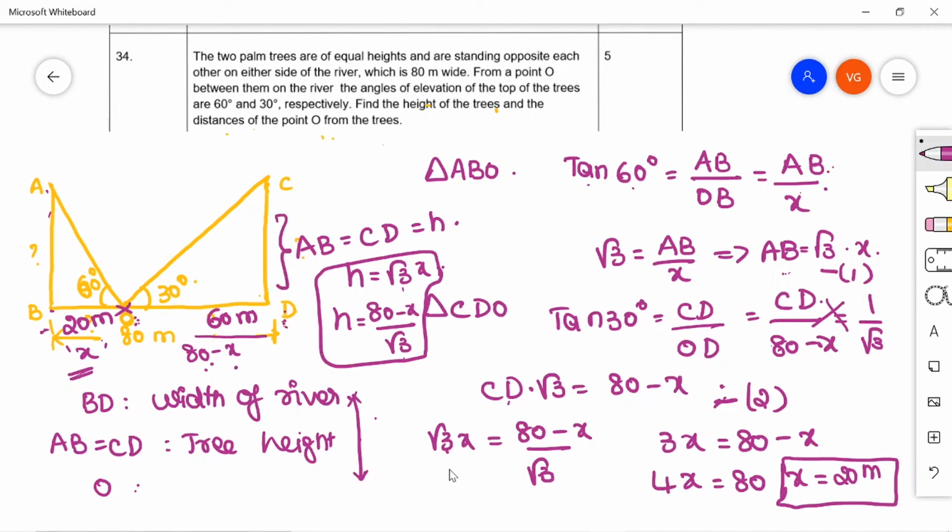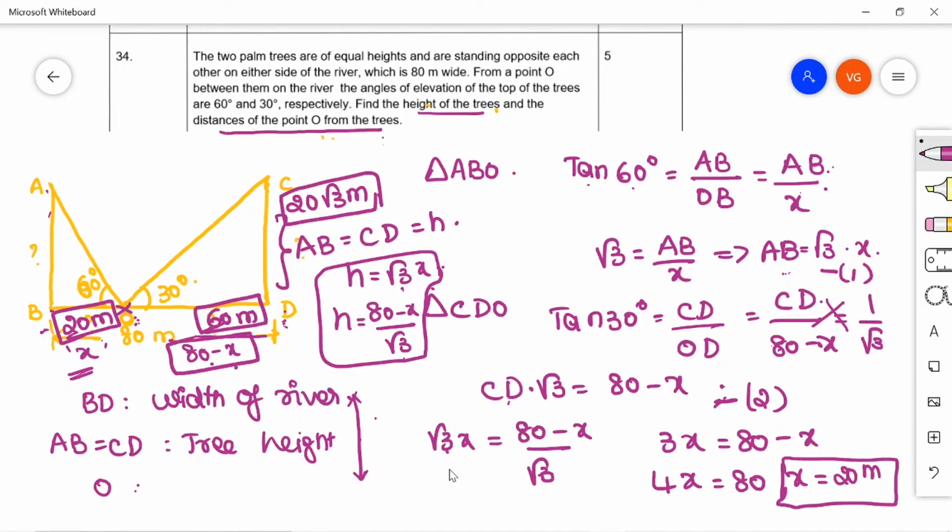Then the height of the tree is also asked. That is root 3 times x, so 20 root 3 meter. So this is how we can solve this problem very easily. After finding the answers, check whether you have found everything or not: the height of the trees and the distance of point O from the trees. Yes, everything you have found. Mark it clearly, write it down very clearly and then put a box around it.